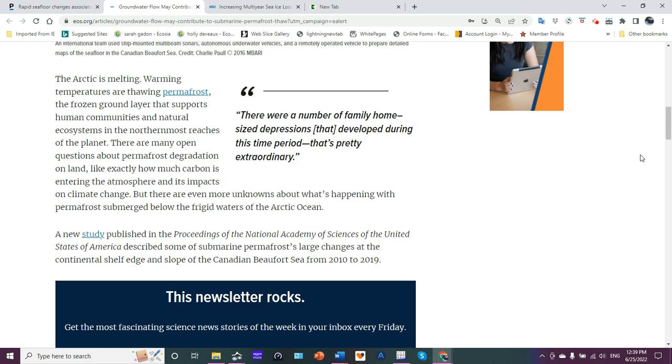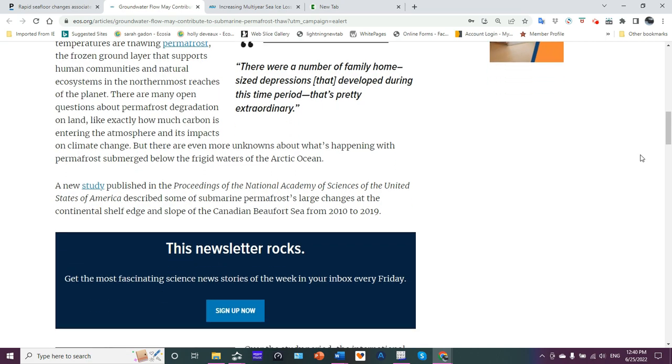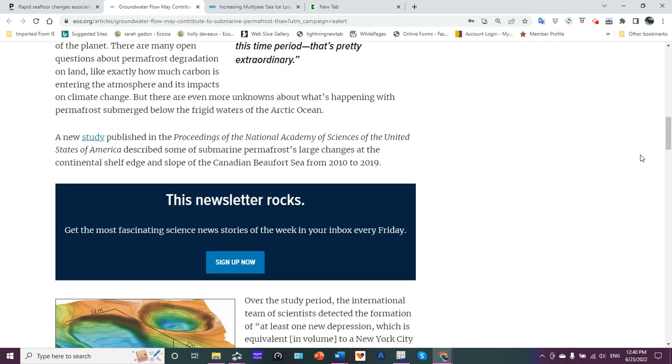There are many open questions about permafrost degradation on land, like exactly how much carbon is entering the atmosphere, the impacts on climate change. Of course, and there's a lot of studies trying to estimate those releases. But there are even more unknowns about what's happening with the permafrost submerged in the Arctic Ocean. Yep. And here they reference that.